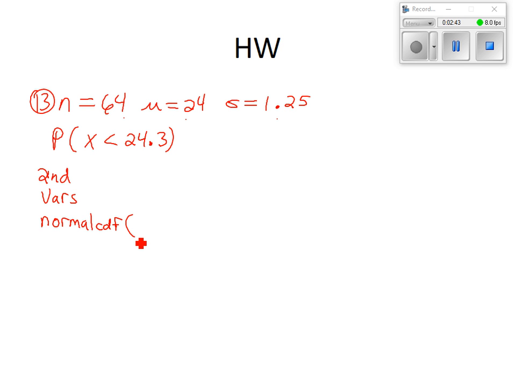Do we put in a lower limit, an upper limit, and then the mean and standard deviation? Or actually, this isn't standard deviation, this is standard error, correct? You could put in like negative 100 or whatever. So put in negative 100. 24.3 is what we're going up to. 24 is our mean, and 1.25. Some of this is going to be the same for the stuff we do today. It's going to be a little different to find the lower limit and the upper limit. Punch that in, what does it come out to be?